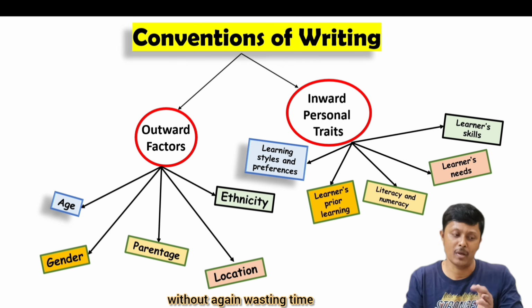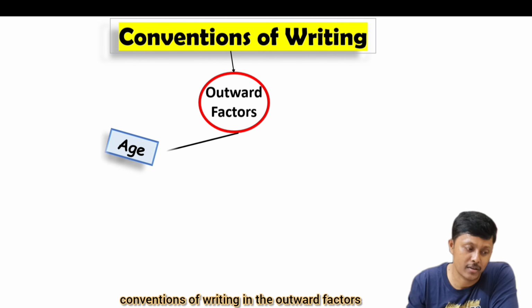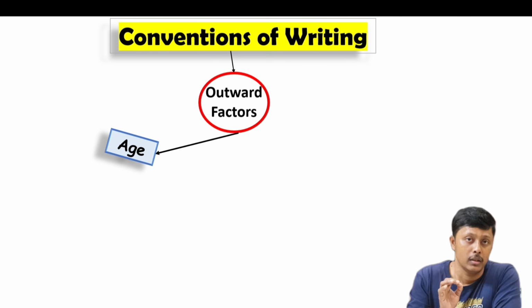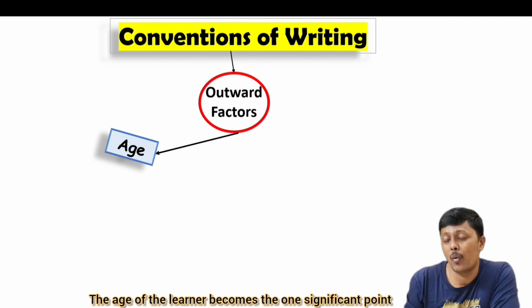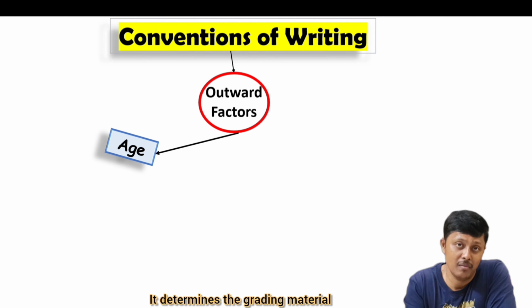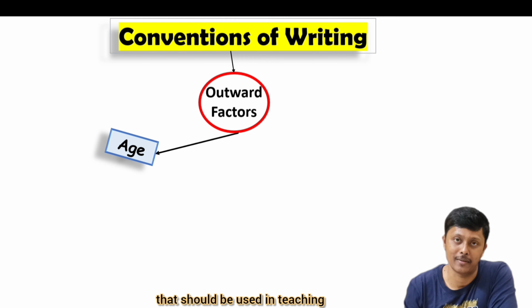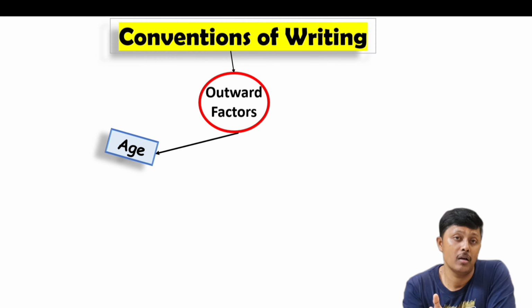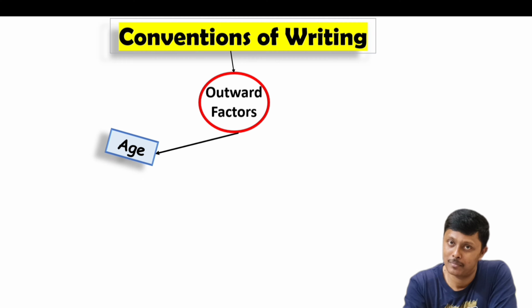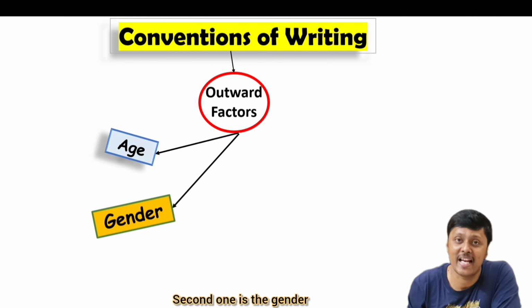Without again wasting time, moving forward to the outward factors, the conventions of writing in the outward factors, first comes the age. The age of the learner becomes one significant point. Why? It determines the grading material. Also, it indicates the methodologies that should be used in teaching. The younger learners need experienced teachers to teach them, whereas older learners become autonomous in their learning. Second one is the gender.